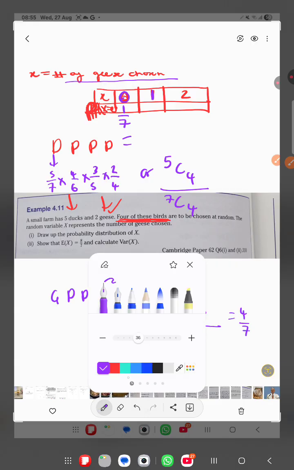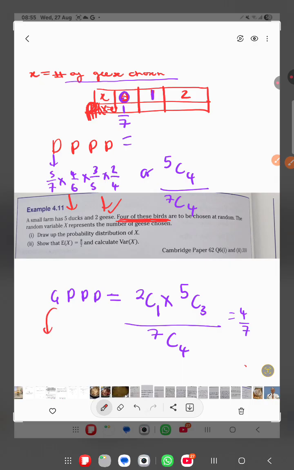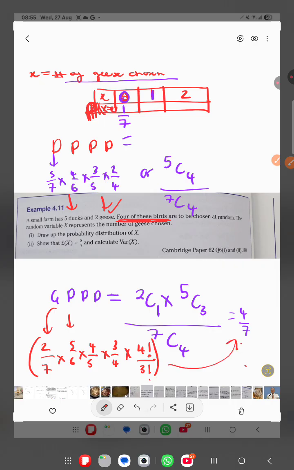Or circumstance-wise, how could I have done this? I could have said, what is one goose? To represent one goose, there's 2 out of 7, times the next duck, which would be 5 out of 6, times 4 out of 5, times 3 out of 4, right? Times 4 factorial over 3 factorial, right? Please be comfortable with both methods. Be very comfortable with both methods. I think that should have led you to 4 out of 7.